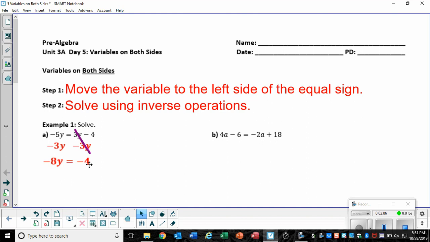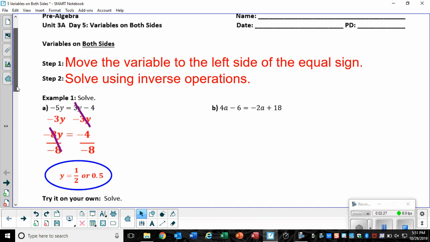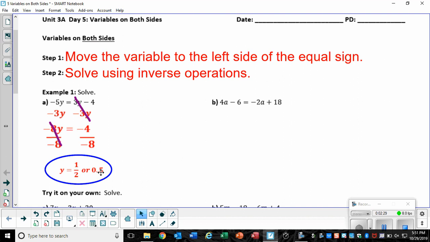Now, this is actually only a one-step equation, so we're going to go ahead and solve. I'm going to undo this by dividing by negative 8 on both sides. These 8's will cancel out, leaving me with just y, and over here, I got negative 4 divided by negative 8. I can do that in the calculator. And I get y equals 1/2, the fraction, or I can just write it as 0.5.